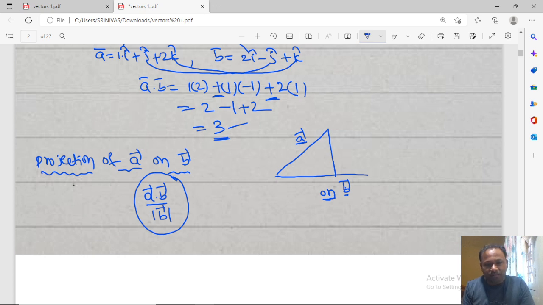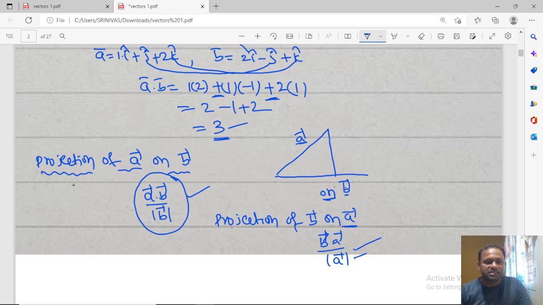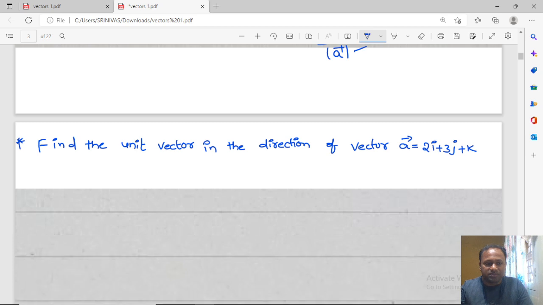One more, the projection of B bar on A bar will be B bar dot A bar divided by mod A bar. Here, on means divided by. These are also very important formulas. Based on this, now we are going to start the problems.